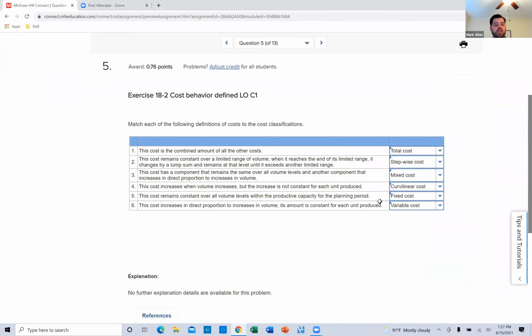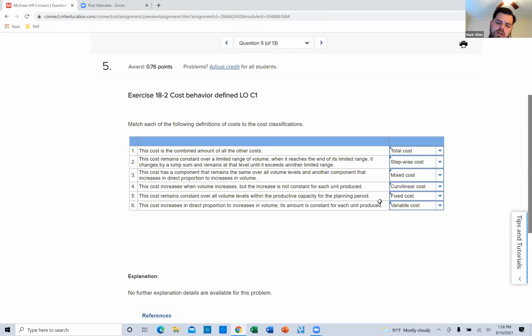Next, we're just looking at some definitions. Number 1, this is the cost. This cost is a combined amount of all the other costs. Well, hopefully we all can kind of pick up on that being the total cost, right? Total cost is just all of the other costs combined. Now, this cost remains constant over a limited range, so up to here. Then when it reaches the end of that range, it changes by a lump sum and stays at that range until it needs to bump again. That's the exact definition of what we saw in that graph a second ago in graph 5. That's a stepwise cost. Very good.